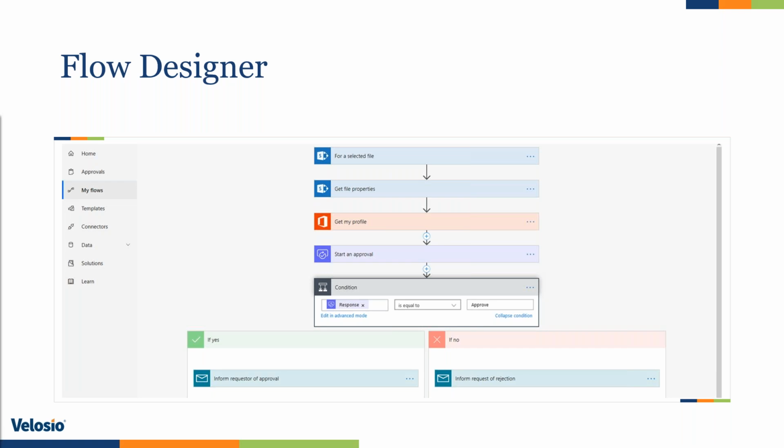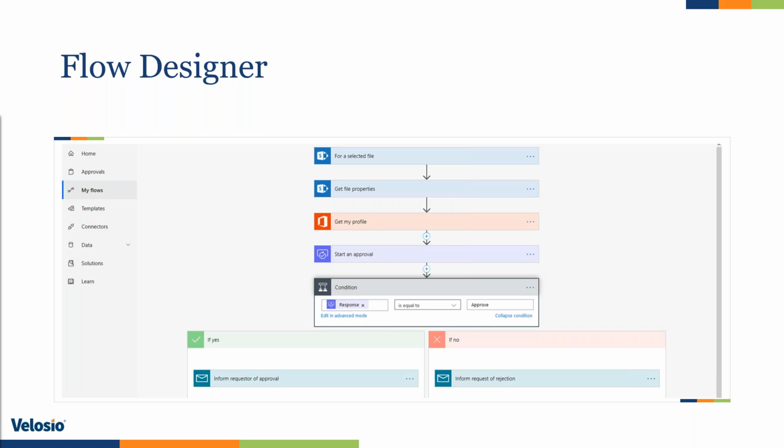An important thing to notice is the logos. We're connecting to SharePoint. We're connecting to Office 365. We're connecting to the Flow Approvals engine. And finally, down at the bottom, we're sending an email. So we're doing all of this with just Flow. We're building it in this visual designer so we can see what the steps are.